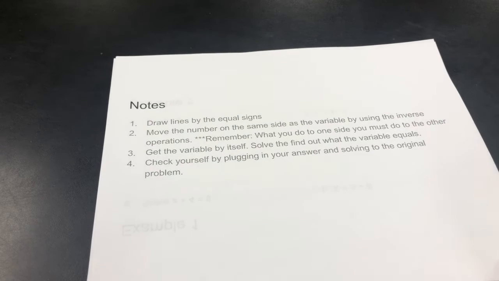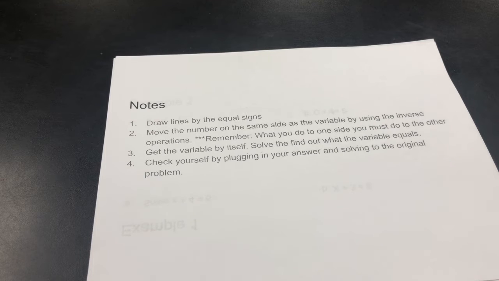Okay, so when you're solving without algebra tiles, you can draw lines by the equal sign, and this just helps you to decide, okay, which side has the variable, which side does not. And don't forget that, and you'll see in the next one, what you do to one side, you have to do to the other. But you're going to move the number on the same side as the variable by using the inverse operation. So that's the addition and subtraction. And then don't forget, what you do to one side, you must do to the other. So if you subtract 1 from one side, you need to subtract 1 from the other. If you add 5 to one side, you need to add 5 to the other side.